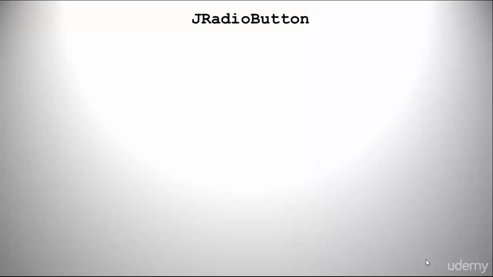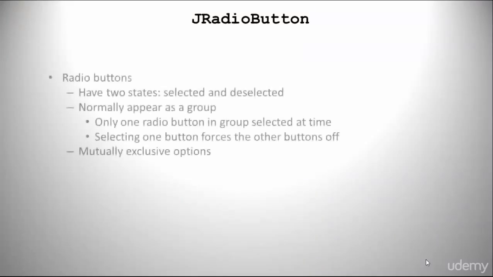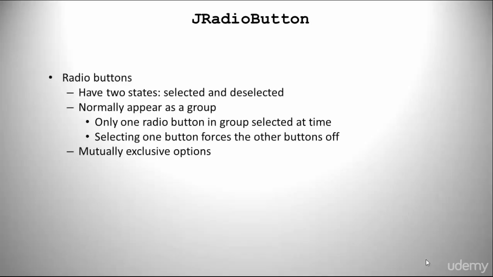Now let's go towards the JRadioButton. Radio buttons have two states, selected or deselected. These normally appear as a group. Only one radio button in the group can be selected at one time. Selecting one button forces the other buttons to turn off. They have mutually exclusive options.